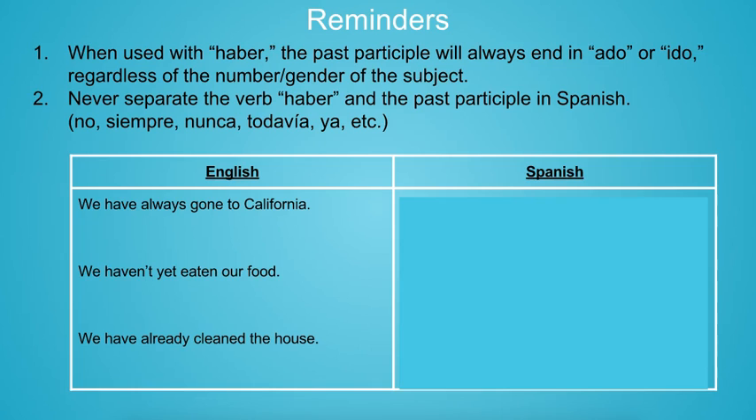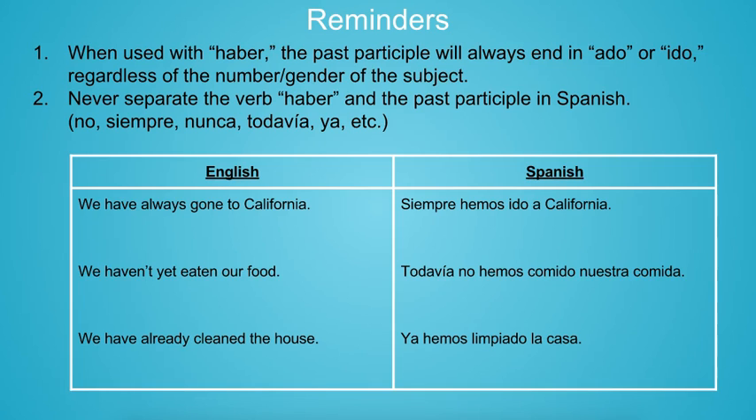You'll typically put your adverb, or whatever this word is, at the beginning of your sentence. Look at these examples. The same sentences, I just have put that word at the beginning. So I have always, still, and already at the beginning of the sentence. Siempre hemos ido a California. Always we have gone to California. Todavía no hemos comido nuestra comida. Still we haven't eaten our food. Or ya hemos limpiado la casa. Already we have cleaned the house.